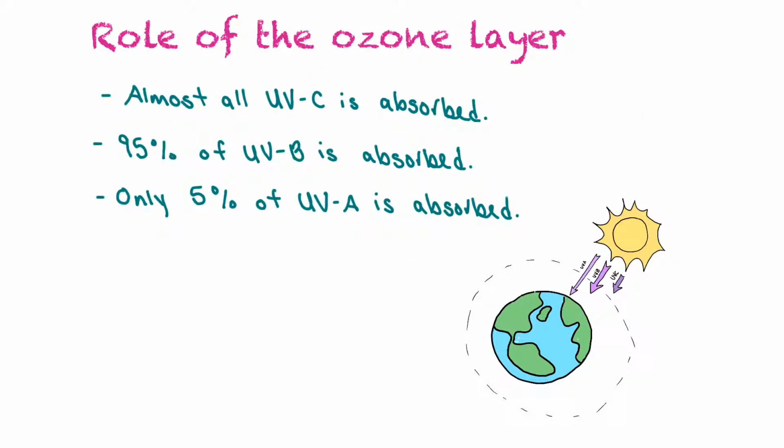So the purpose of the ozone layer is to absorb almost all of the UVC, 95% of the UVB, and then only about 5% of the UVA is absorbed. But that's okay because UVA is required to activate the production of vitamin D. And without vitamin D, we would have lots of problems with our bone structure.